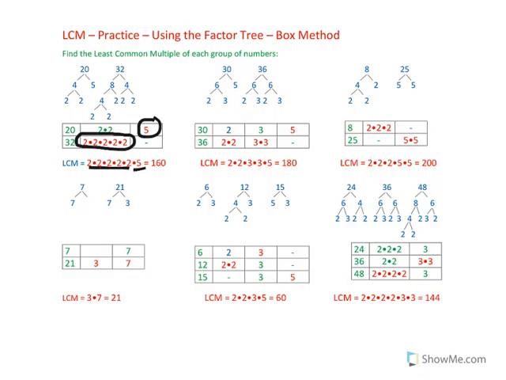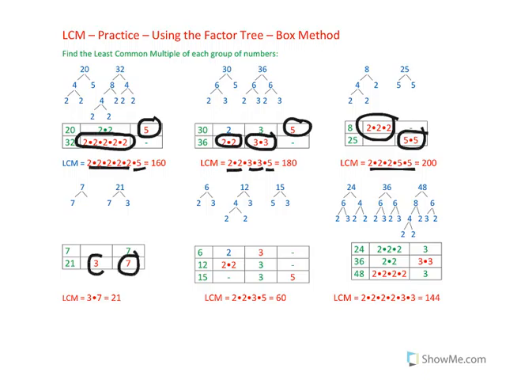For this next one, the most number of 2's, the most number of 3's, and the most number of 5's. So 2 times 2 times 3 times 3 times 5 is 180. Here, we only have 2's in the 8, and we only have 5's in the 25. So 8 times 5 is 200. Here we have a 7 and a 3. So 7 is the most number of 7's, and 3 is the most number of 3's. Get 21.